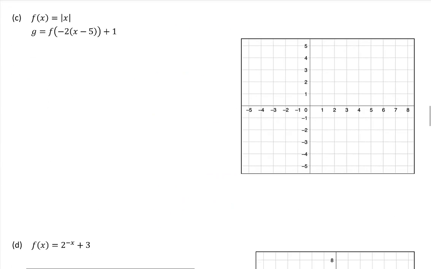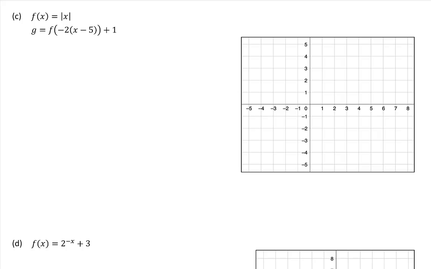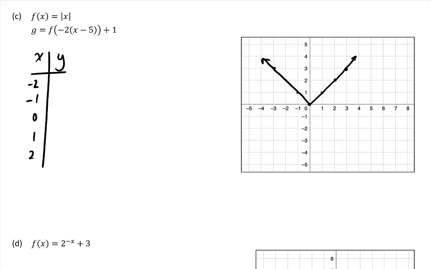All right, next one is the absolute value of x. So let's start with the base graph. So again, we have x and y. So we'll do negative 2, negative 1, 0, 1, and positive 2. And we end up with 2, 1, 0, 1, and 2. Remember, the absolute value function is the distance from 0.